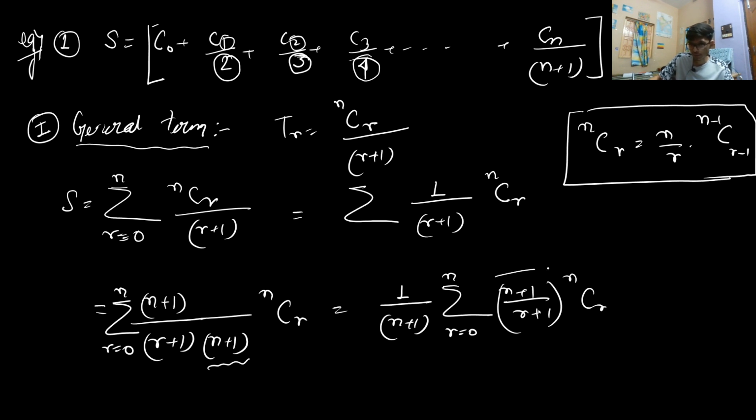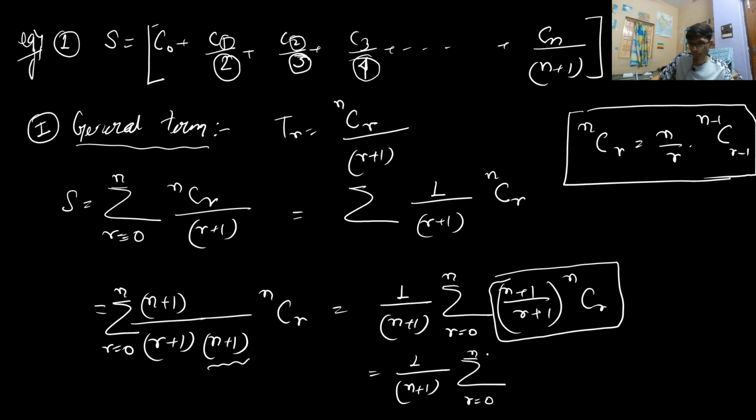So if we see this particular term, it is equal to 1 by (n plus 1) into sigma r is equal to 0 up to n. This particular term is nothing but (n plus 1)C(r plus 1), by using this property, the recursion property. So in doing so we get this particular relation.